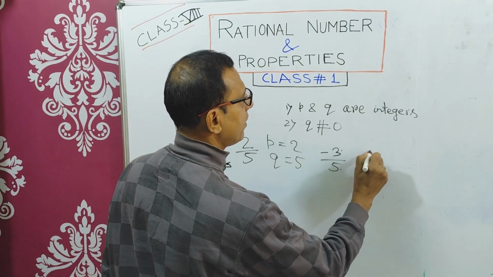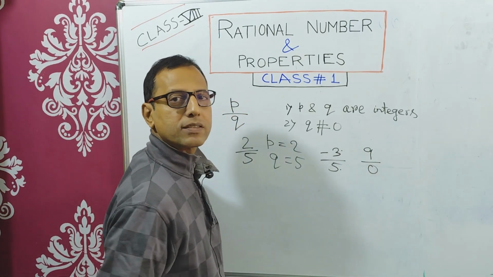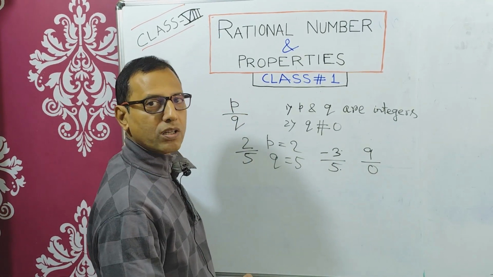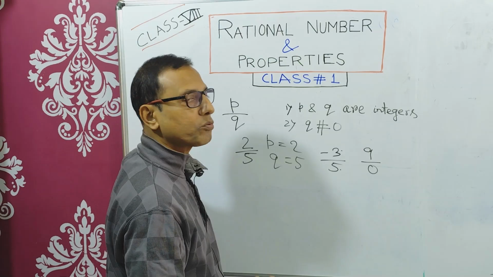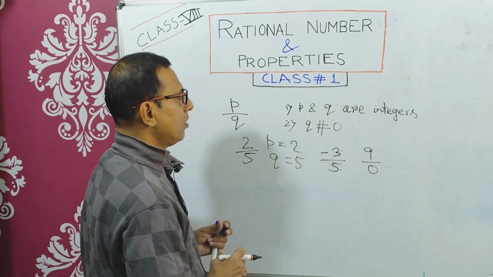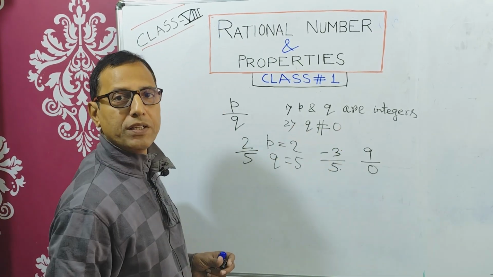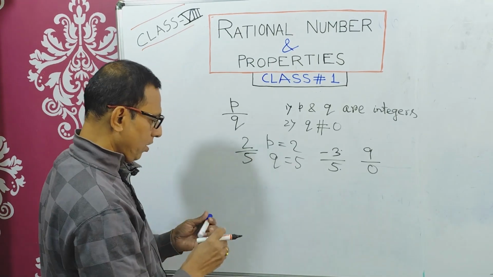If I say 9 by 0, is it a rational number? No, it's not a rational number because Q equals to 0. Q has to be not equals to 0, and Q has to be an integer.